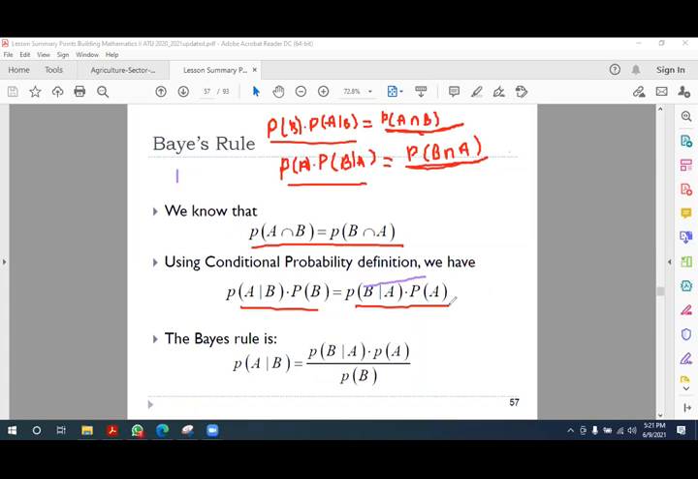Good. So that gives us the basis for a very important rule, which we refer to as the Bayes rule. By change of subject, if I divide both sides by P of B, this side by P of B and that side by P of B, obviously this will cancel out that. You get it? So we come to this formula, which we refer to as the Bayes rule. Later we'll see how to make use of the Bayes rule.